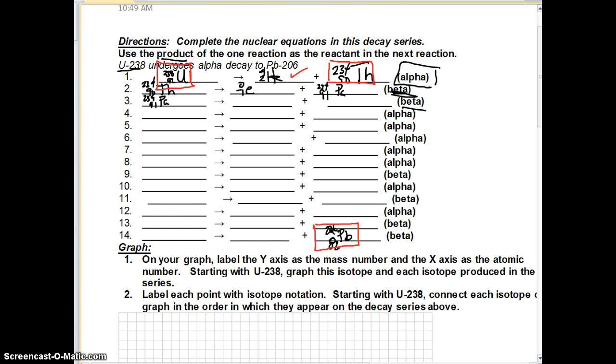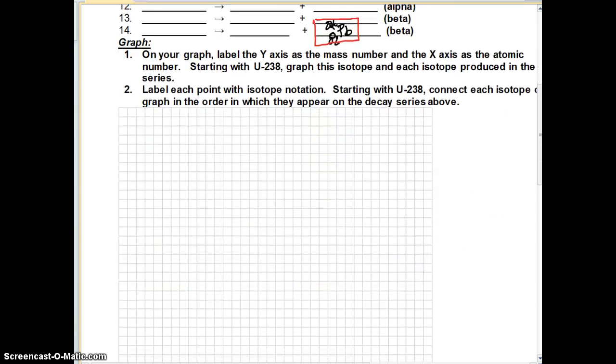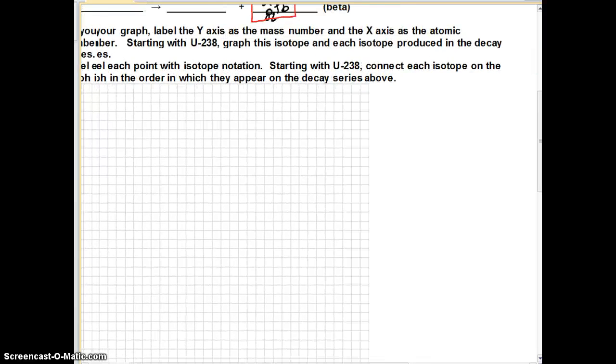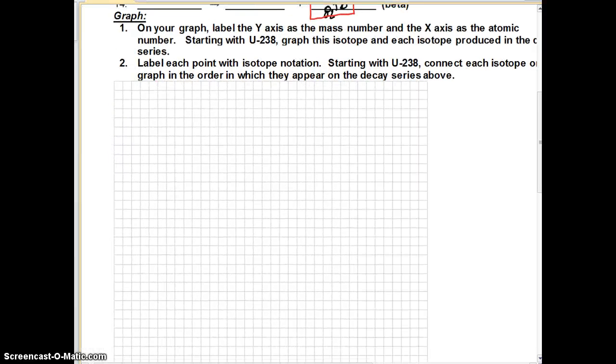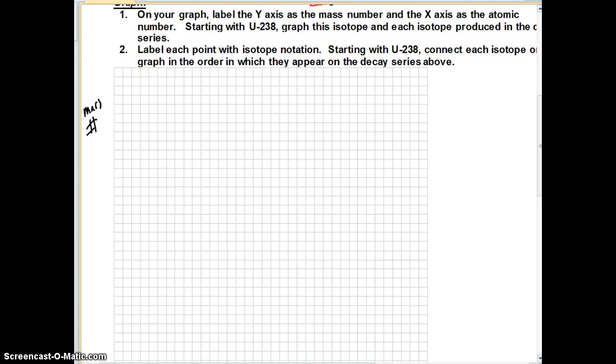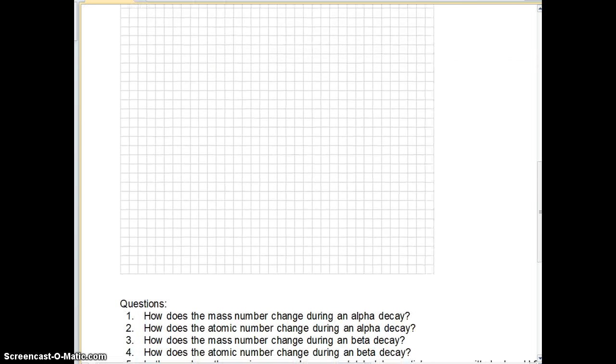Now, down below here, and this is on your next page, we're going to graph mass number on the y-axis and atomic number on the x-axis. So I'm going to go ahead and put those on there. This is going to be mass number on our y vertical axis, and then down here we're going to put atomic number.